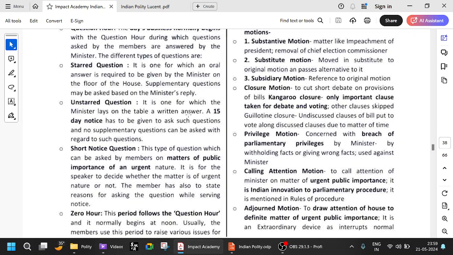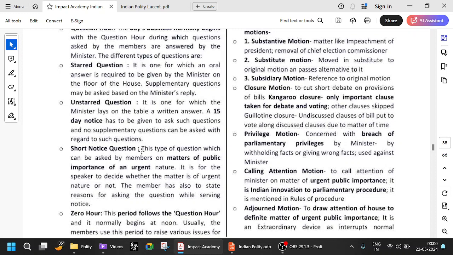So the respective department, where the government officers will look at the question, will prepare a proper answer and give it back to the minister, and the minister will provide it to the parliament or to the person who has asked. So that's why 15 days notice has to be given to ask such questions. And because it is not an oral answer, it is just given in written format, no supplementary questions can be asked.